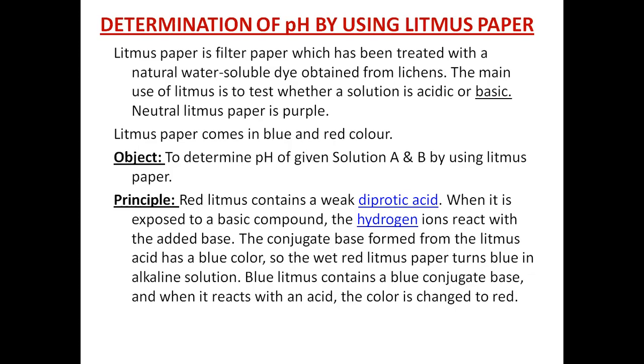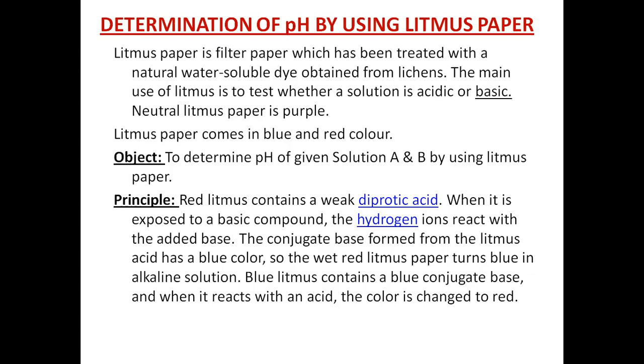Litmus paper comes in blue color, red color, and purple color, where it is a neutral litmus paper. So the object of this practical is to determine the pH of given solutions A and B by using litmus paper.